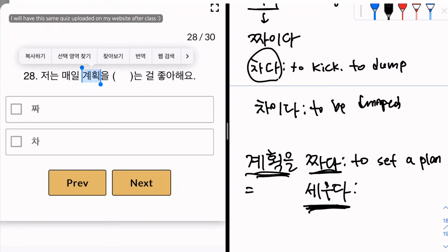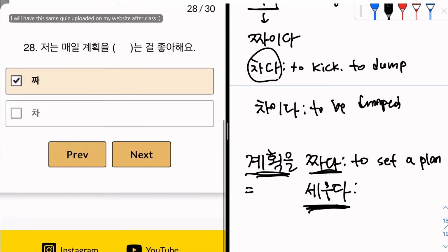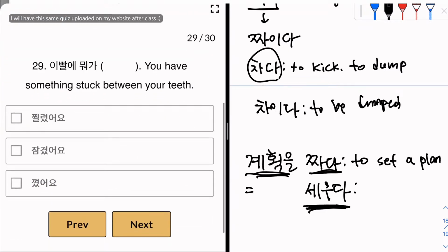is an object here, so the next verb should have to be a transitive verb, right? And 짜다 is the most natural verb that can be used with 계획. 계획을 짜다, not 계획을 차다. You don't kick a plan, right? You set a plan. 그 다음에 이빨에 뭐가 blank.